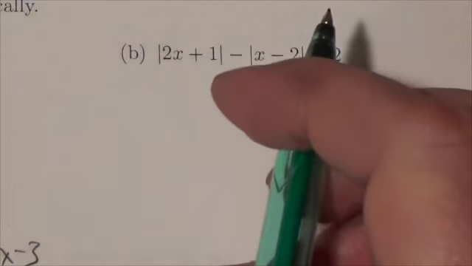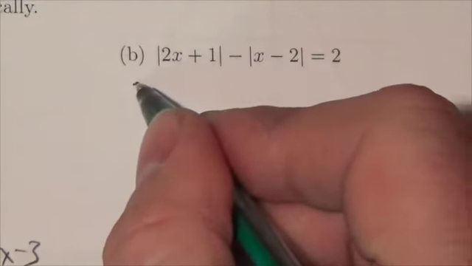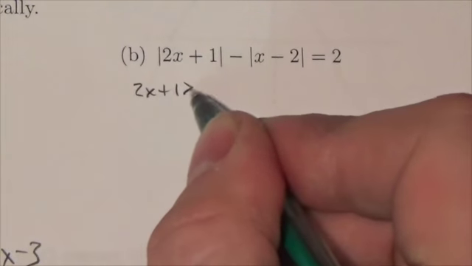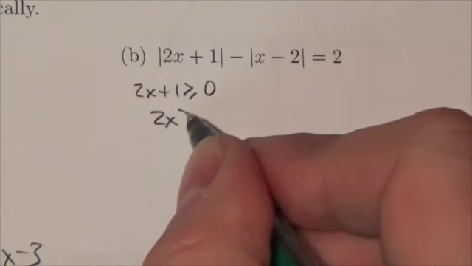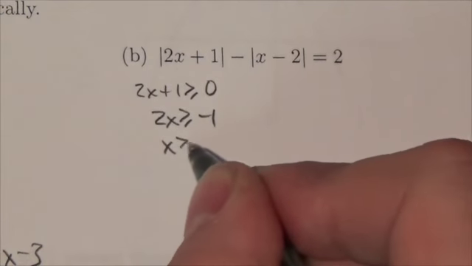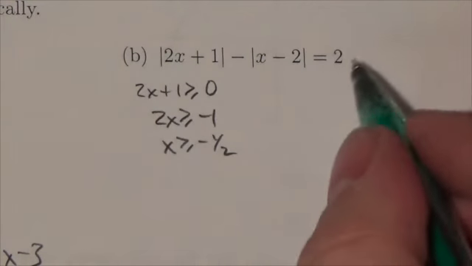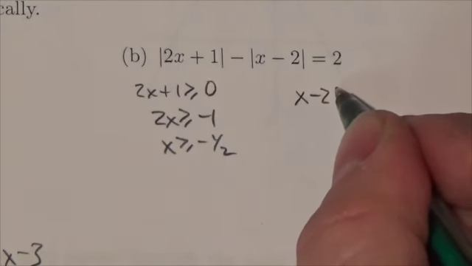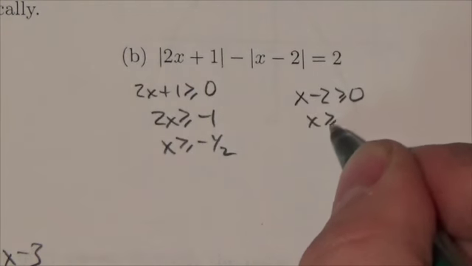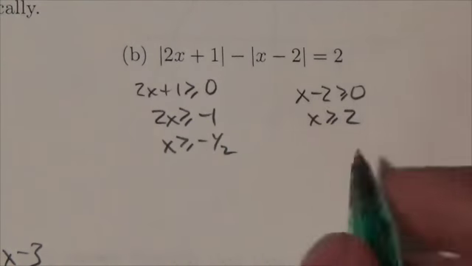But you can do this algebraically simply by investigating what's happening with each one of these absolute values. For 2x plus 1, the absolute value won't do anything if 2x plus 1 is greater than 0, which means 2x is greater than negative 1, or x is greater than or equal to negative 1/2. We do the same thing with x minus 2. As long as x minus 2 is greater than or equal to 0, or x is greater than or equal to 2, the x minus 2 won't be affected by the absolute value.